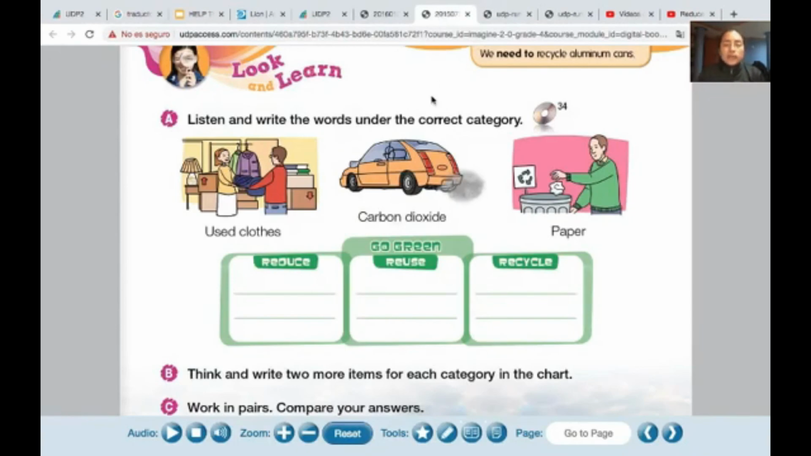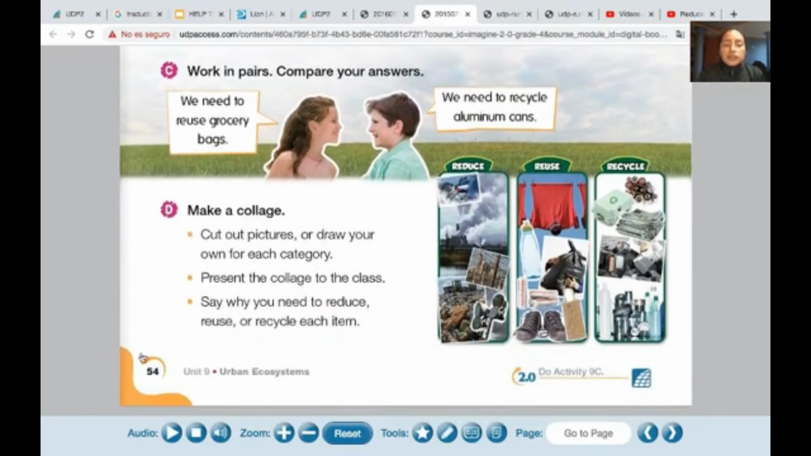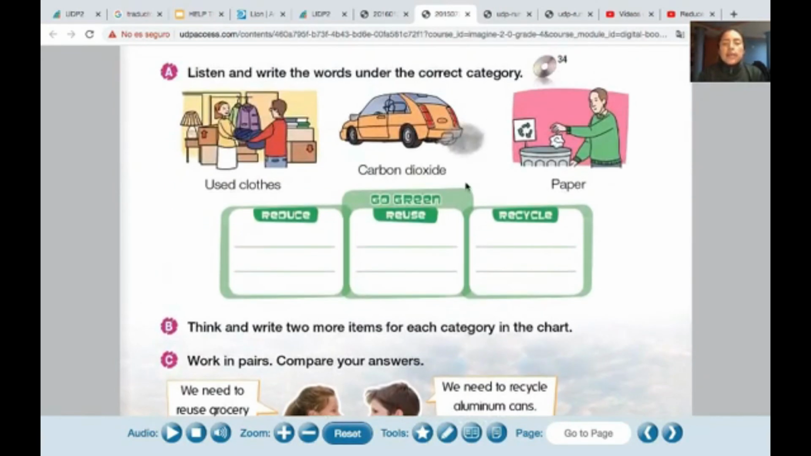Okay, now, please open your color book on page number 54. Activity A. Say, read and write the words under the correct category. You have to choose this, use clothes, this, and paper, and you have to write under the correct category. Go green. Go green. It is so important.